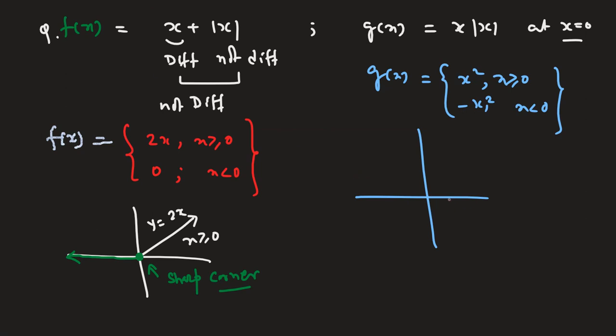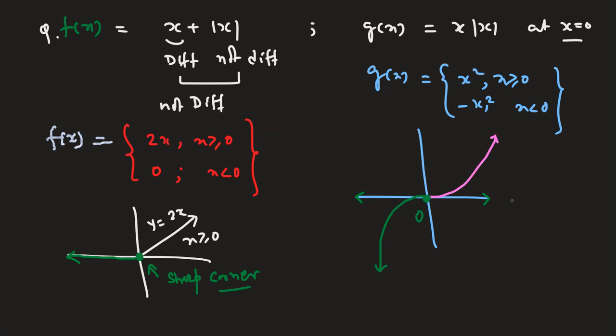Here you notice that you are not getting a sharp corner. Actually at this point 0, you have a horizontal tangent, and the slope of the tangent is 0. Therefore in this case the function is differentiable, and the value is 0.